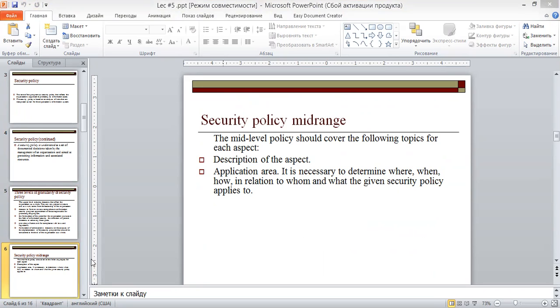Application area. It is necessary to determine where, when, how, in relation to whom, and what a given security policy applies to. For example, does the policy related to the use of unofficial software apply to subcontract organizations? Does it affect employees who use laptop or home computers and are forced to transfer information to production machines?